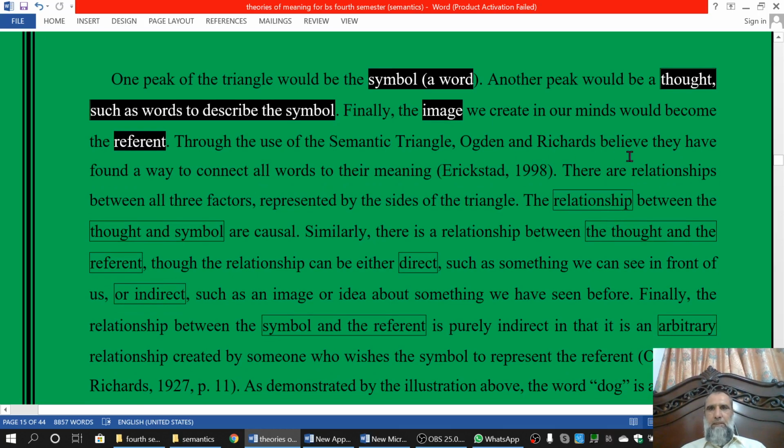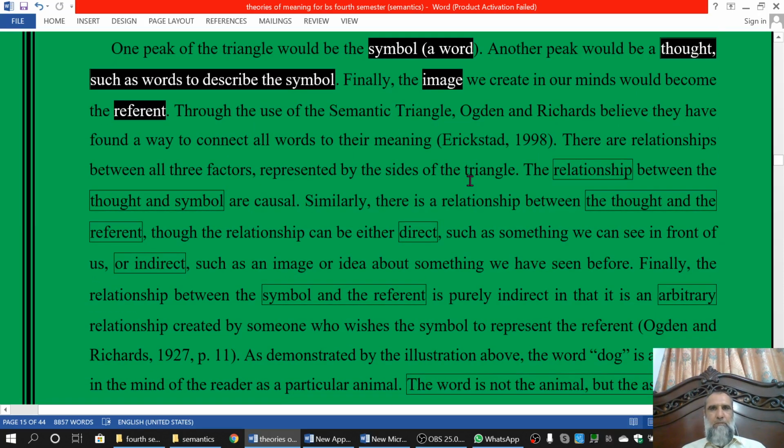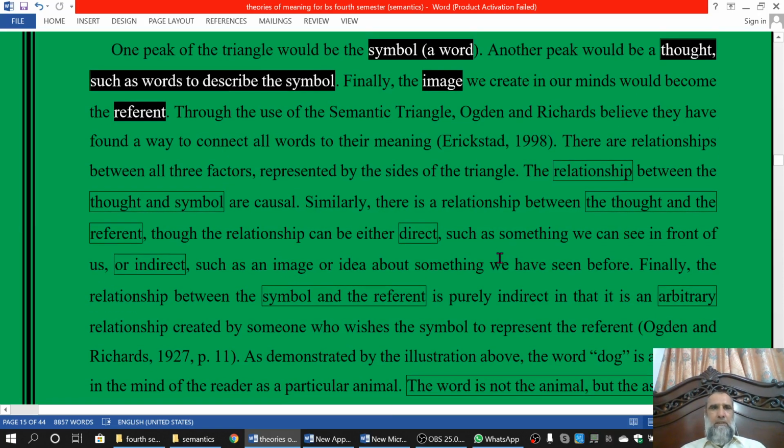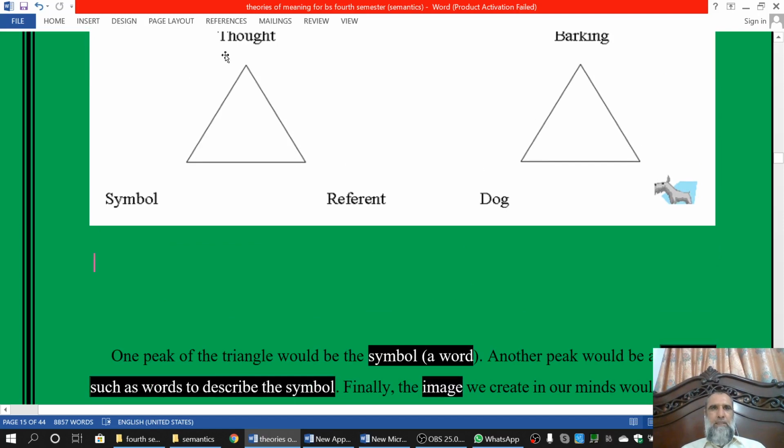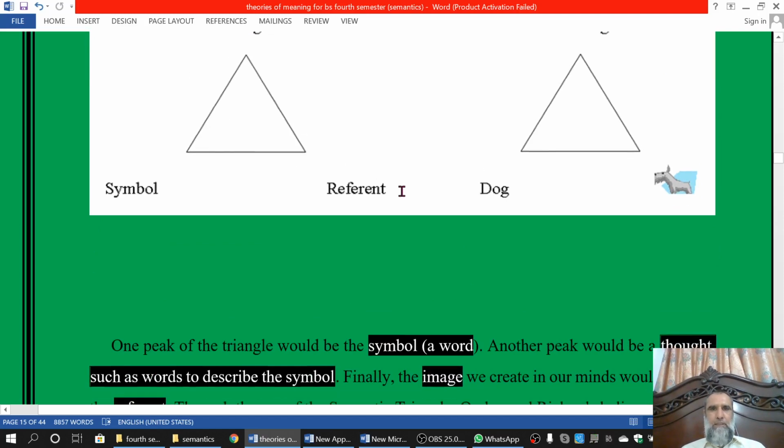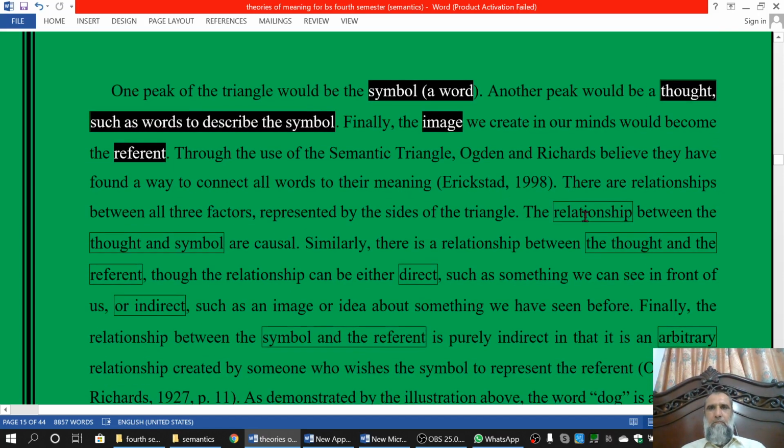Through the use of the semantic triangle, Ogden and Richards believe, इस सेमेंटिक ट्रायंगल के ज़रिए इनका ख्याल ये था, they have found a way to connect all words to their meanings, कि हमने कनेक्ट कर दिया अल्फाज को मीनिंग के साथ. There are relationships between all three factors, इन तीनों फैक्टर्स में सिंबल, रेफरेंस और रेफरेंट में रिश्ता है, represented by the sides of the triangle. और ये जो ट्रायंगल के साइड्स हैं ये इस रिश्ते को रिप्रेजेंट करते हैं.